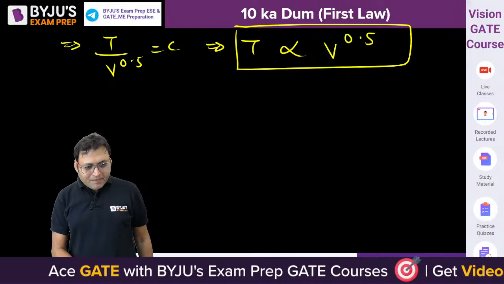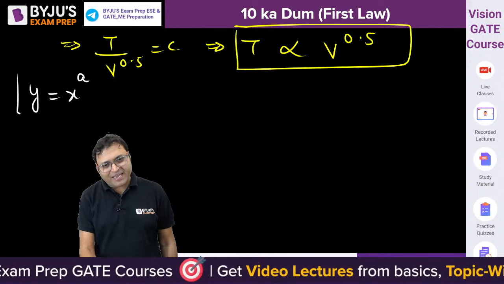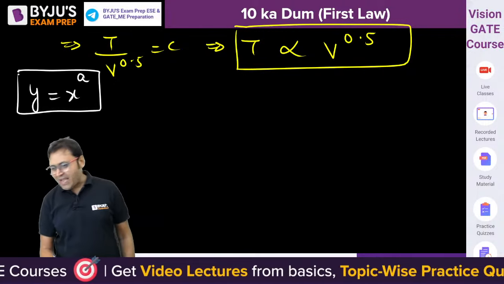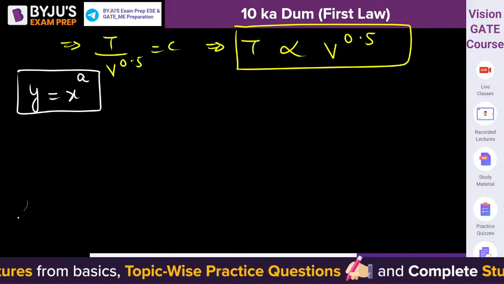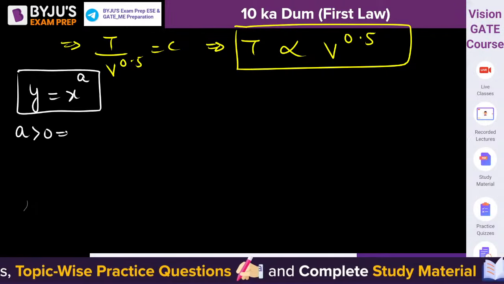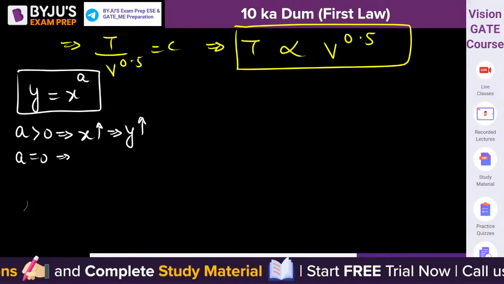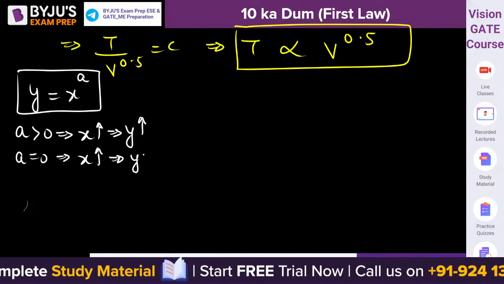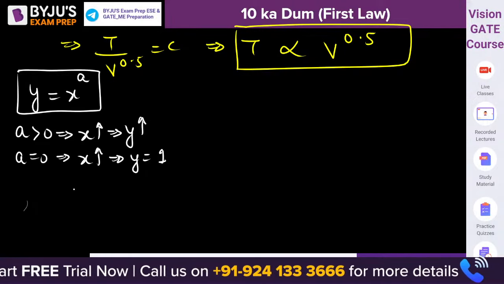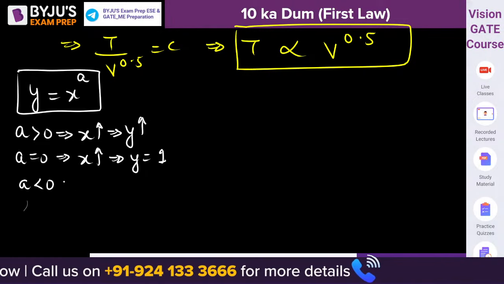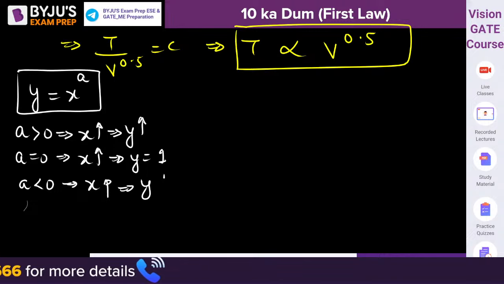Now, the basic expression: if y is equal to x to the power a, you should know that if a is positive, then by increasing x, y will increase. If a is equal to 0, then by increasing x, y will not change. By increasing x, y will always be 1, isn't it? X to the power 0 is always 1, whether you increase x or decrease x. If a is negative, then by increasing x, y will decrease, isn't it?